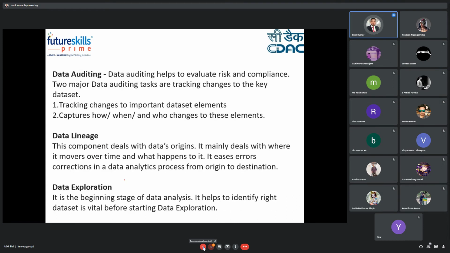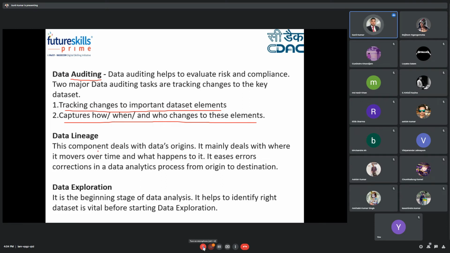Data auditing, you can understand in simple terms. Every organization makes their audit every month, every week, every day. So data audit is also required to check important data elements, or to check when, who, and how data has been used by whom, who has made the change. That is under auditing. Data lineage.